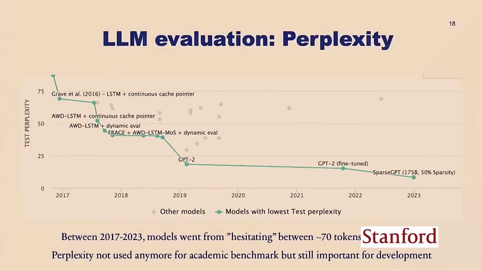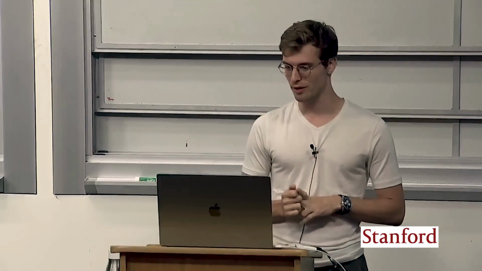So perplexity really improved. That's perplexity on a standard dataset between 2017 and 2023. It went from about 70 tokens to less than 10 tokens over these 5-6 years. That means the models were previously hesitating between 70 words every time they generated a word, and now they're hesitating between fewer than 10 words. So that's much better. Perplexity is actually not used anymore in academic benchmarking, mostly because it depends on the tokenizer that you use and on the actual data that people are evaluating on, but it's still very important for the development of LLMs. When you train your own LLM, people will still really look at the perplexity.